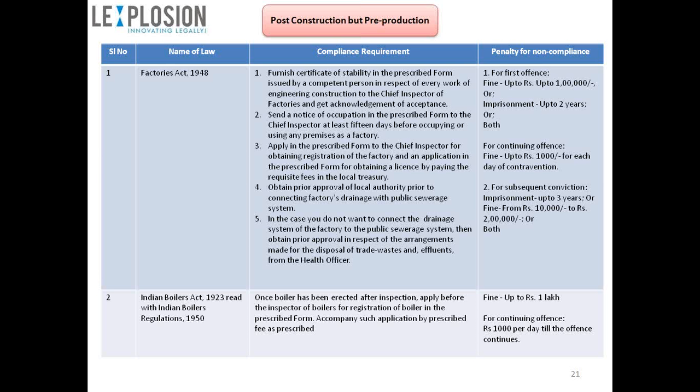You need to obtain prior approval of the local authority prior to connecting the factory's drainage with the public sewerage system. If you do not want to connect the drainage system of the factory to the public sewerage system, then you need to obtain approval from the health officer in respect of the arrangements made for the disposal of trade waste and effluents. This is with respect to the Factories Act.